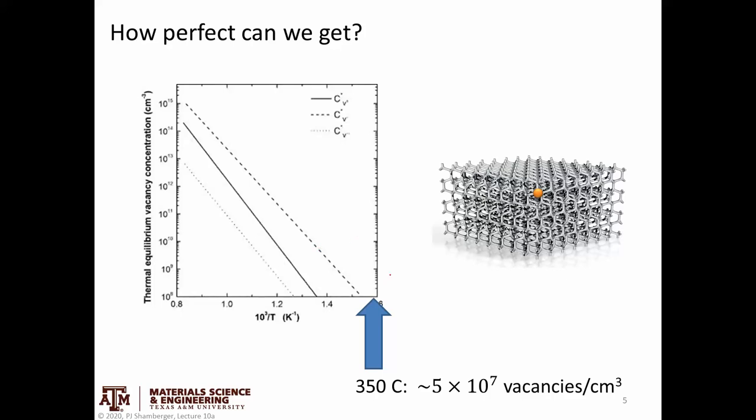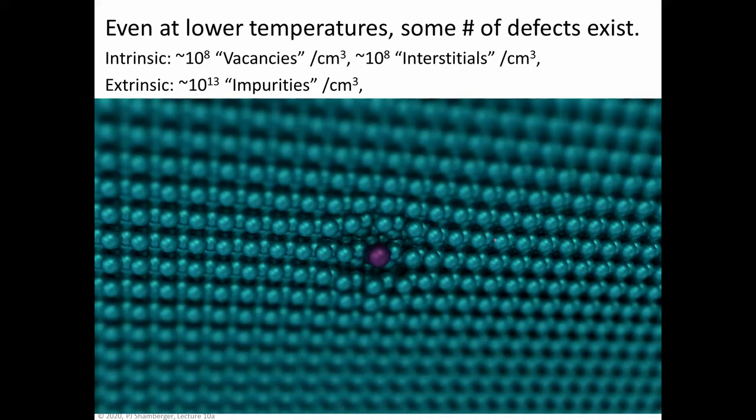And it gets even worse than that, right? Because that's talking about chemical impurities, something not silicon in there. But even if we were able to get it chemically pure, there are things like missing atoms on a lattice. So a vacancy is a missing atom where we expect there to be a silicon atom. And vacancies are temperature dependent. Even at something on the order of a little bit above room temperature, there are about 5 × 10⁷ vacancies per cubic centimeter. So even if we were able to get it totally chemically pure, there are still going to be defects, missing silicon atoms. So even at lower temperatures, some number of defects exist.